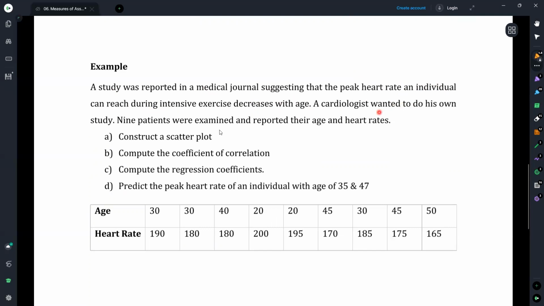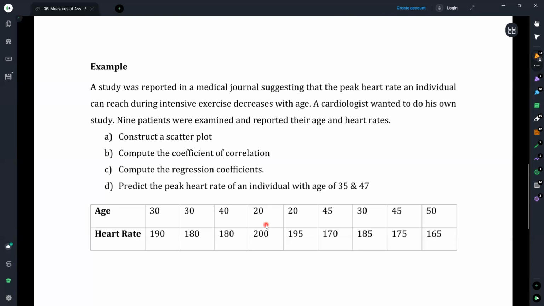to do his own study on this as well. Therefore, the cardiologist has selected 9 patients, and then he has noted down the age as well as the heart rate for a particular patient. And here you can see the set of data obtained for age and the peak heart rate for each patient, each element that he or she has taken for the observation.